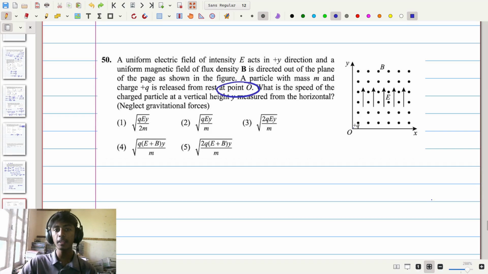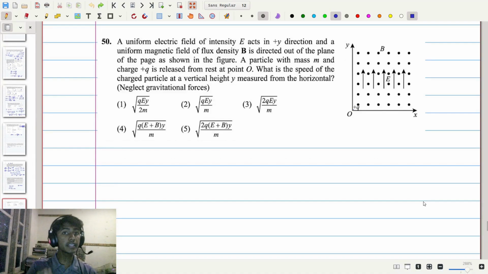Given that, they then say a particle with mass m and charge plus q is released from rest at the point O, right here. They ask what is the speed of the charged particle at a vertical height y measured from the horizontal like this, and finally they say neglect gravitational forces. Now, while we neglect gravity, there will still be two other forces acting on our particle.